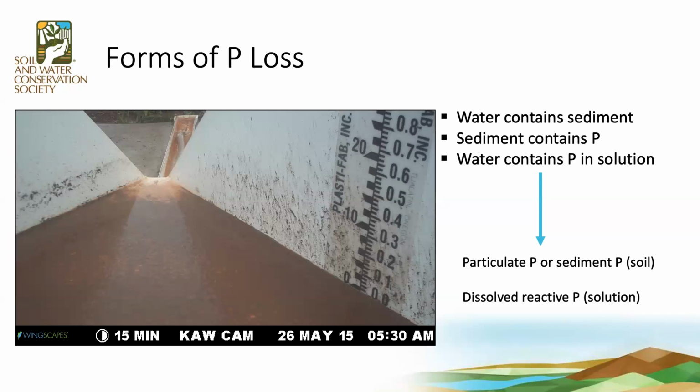So dissolved reactive P is a really acute risk because it's very readily available to microorganisms and can immediately start affecting our surface water quality. However, particulate P or sediment P is kind of this slow release form of phosphorus in our surface water systems. So both of them need to be controlled, and both are a concern, just at slightly different temporal scales.